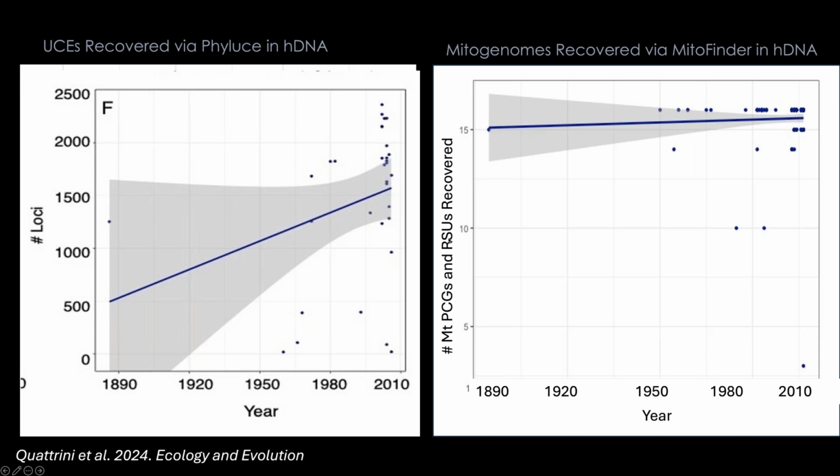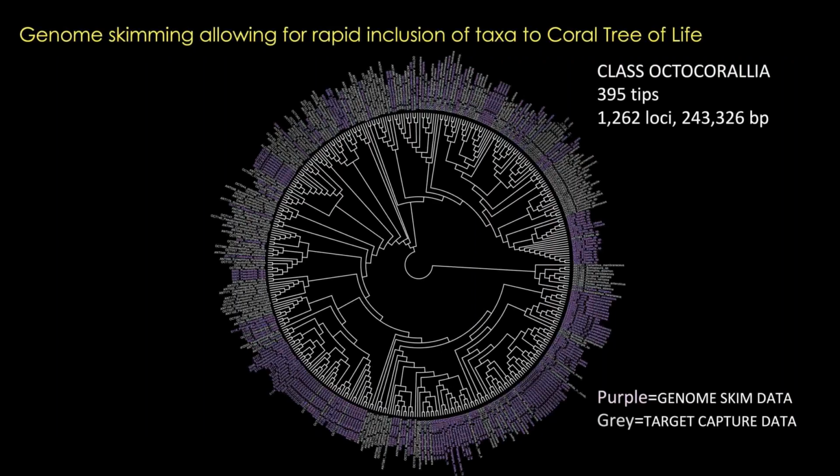On the right is the number of mitochondrial protein coding genes that were recovered and the ribosomal units on the mitochondrial gene. On the Y, and on the X is the collection age again. And really, age did not matter here. I mean, in most cases, for most of the historical samples, we were able to get maybe not completely circularized mitochondrial genomes, but most of the genes of interest.